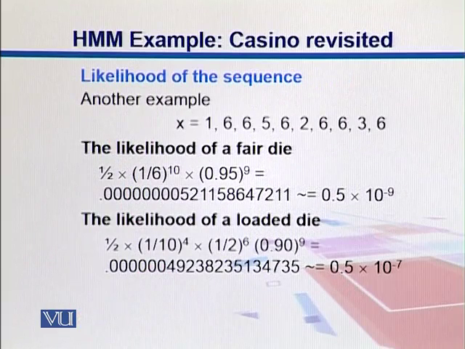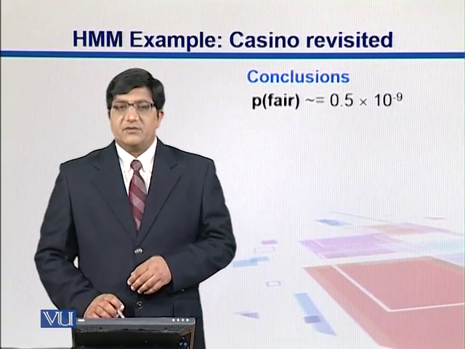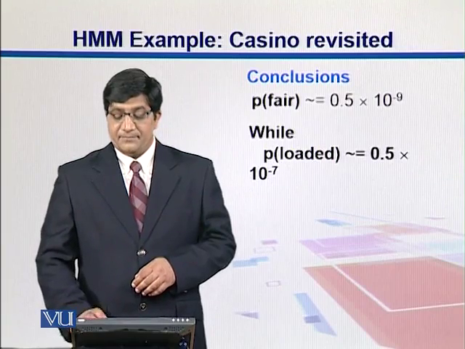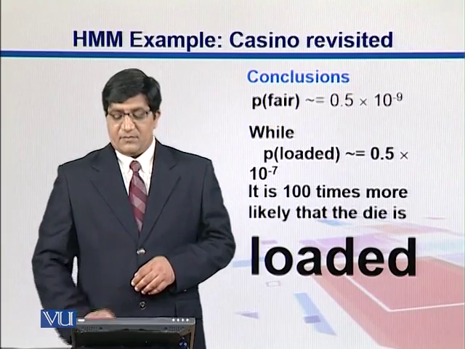Let's take another example. So we get 1 6 6 5 6 2 6 6 3 6. The probability of this coming from fair is the same as we did in the previous trial, 0.5 times 10 to the power minus 9. And the likelihood of this using a loaded die, since we observe more 6s here and 6 has the probability of half, when we calculate that, the number goes up. So it's 0.5 times 10 to the power minus 7. So what is your guess in this case? This is coming from a loaded die.